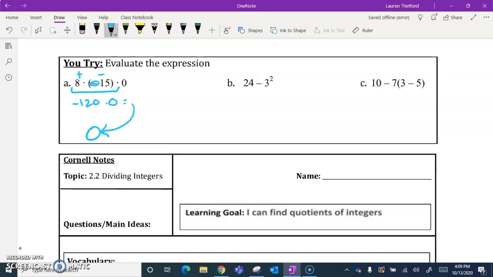For b, we have to do exponents first. So this is saying 3 times 3, which is 9. And so 24 minus 9 gives us 15.